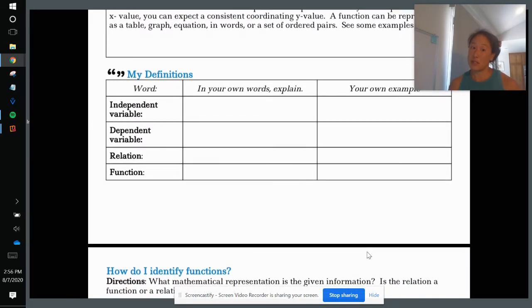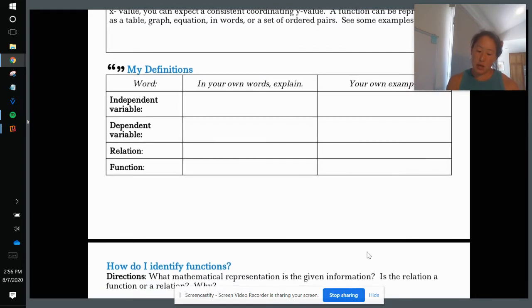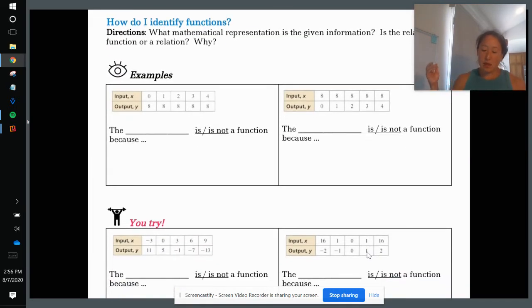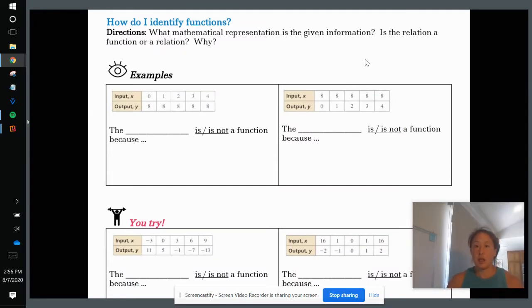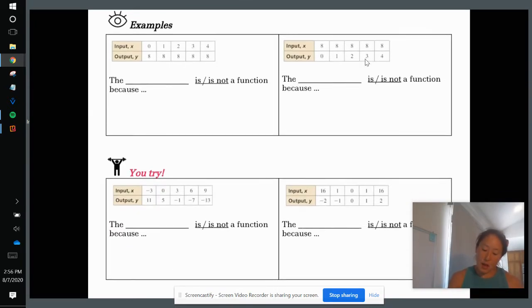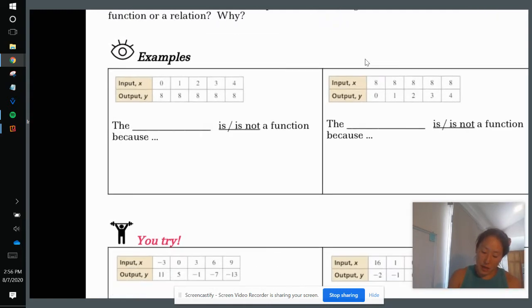Remember, representations. Now, don't forget to fill out your definitions for each one of our words in your own words, and then also create an example. You can do this at the end of the lesson. That's fine. Okay, so how do we identify a function? We're going to look at the different mathematical representations and then determine if it is a function or a relation. So here we go. We're going to first look at number one.